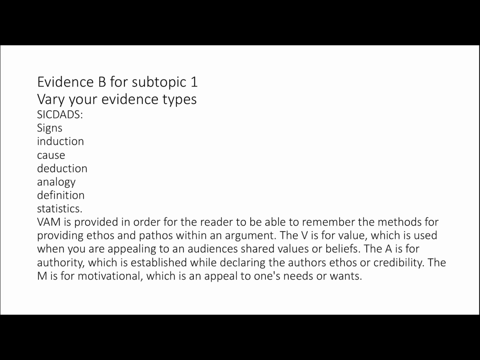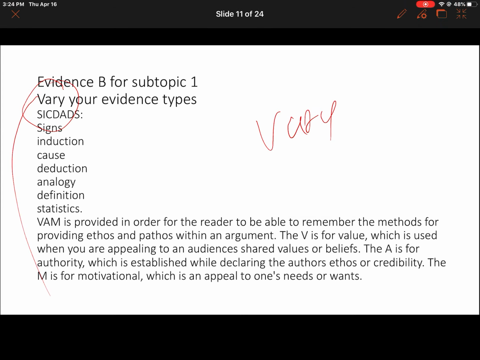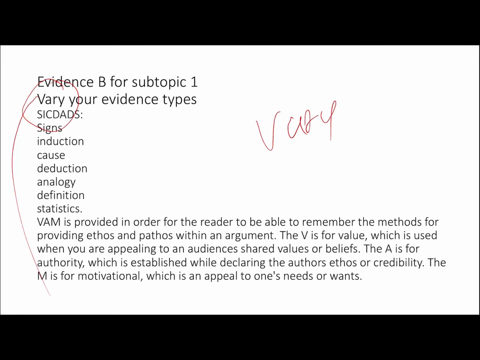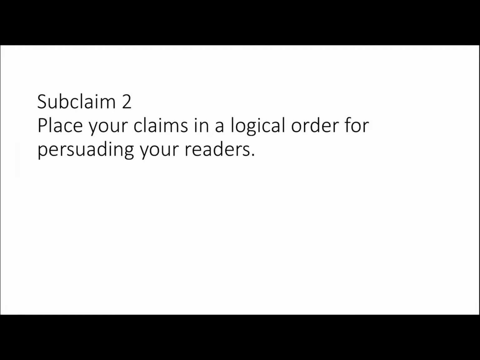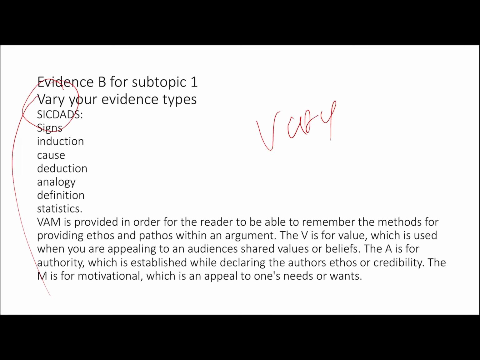evidence B. And here I even put a reminder of the different types of evidence because I want you to vary it. I don't want you to have, for example, I had one kid that did a paper that was all stats. So can you imagine evidence A was a stat, evidence B was a stat, evidence C, even evidence E and F, they were all stats. So I want you to vary. Maybe you have an anecdote, a stat, and a quote. Or maybe you have an analogy, some reasoning, and a definition. So you want to vary your evidence.